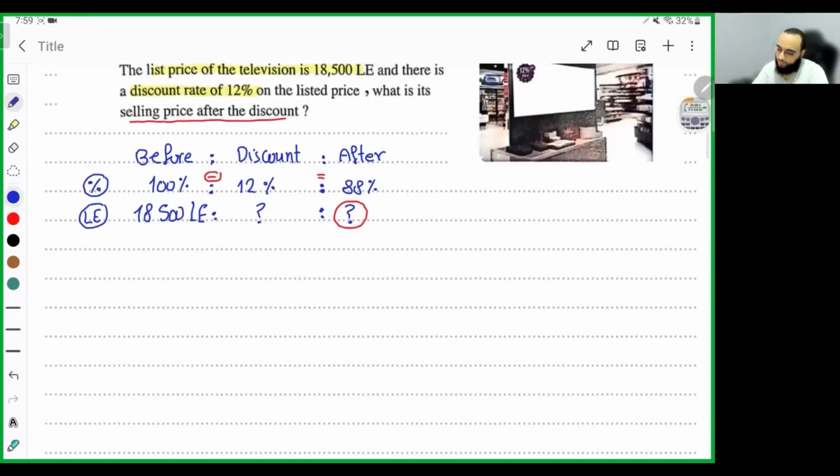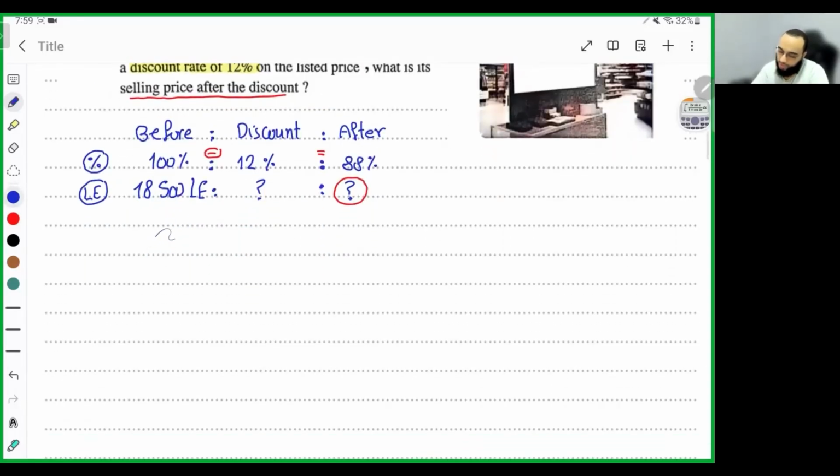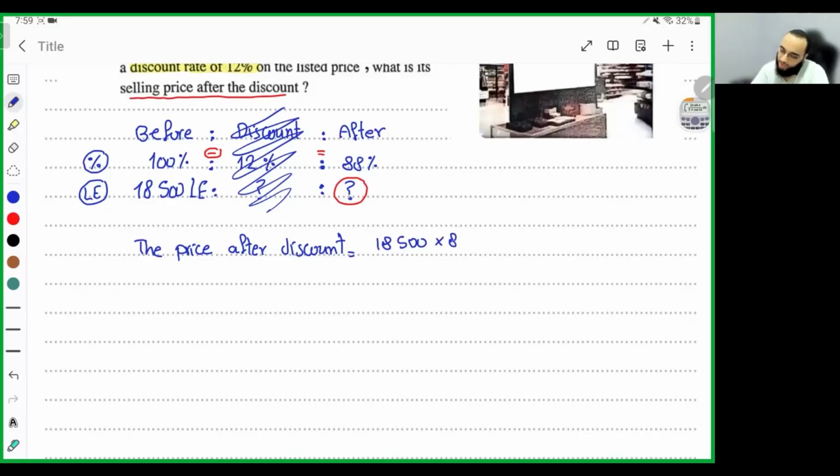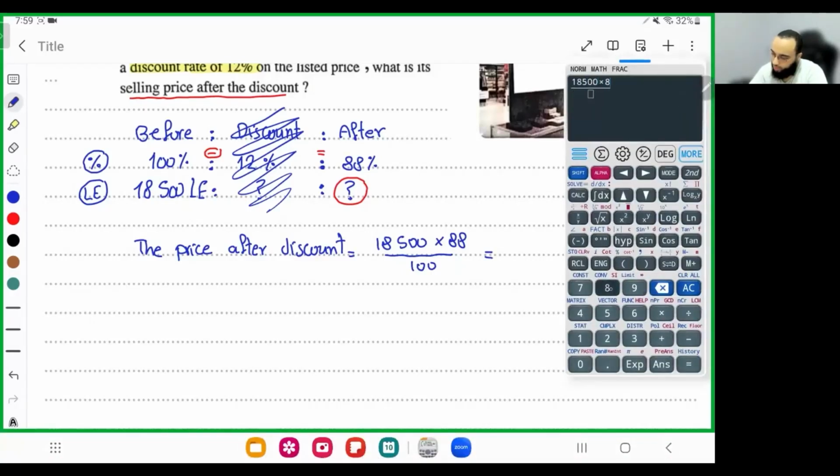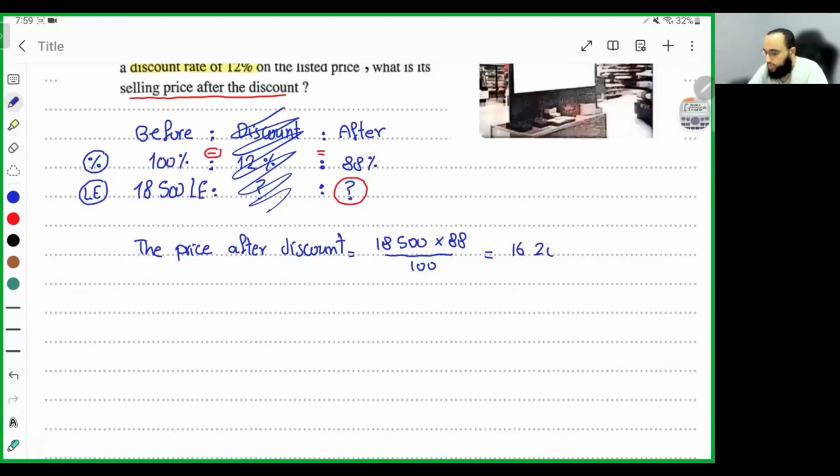Mister, I have a solution. Wait. All right. The price after discount equals: delete this part and make a cross multiplication with the rest. It's 18,500 times 88 divided by 100. Do it with the calculator. Okay, let's do it. Fraction 18500 times 88 over 100. It's 16,280. So 16,280 is the new price of the television.